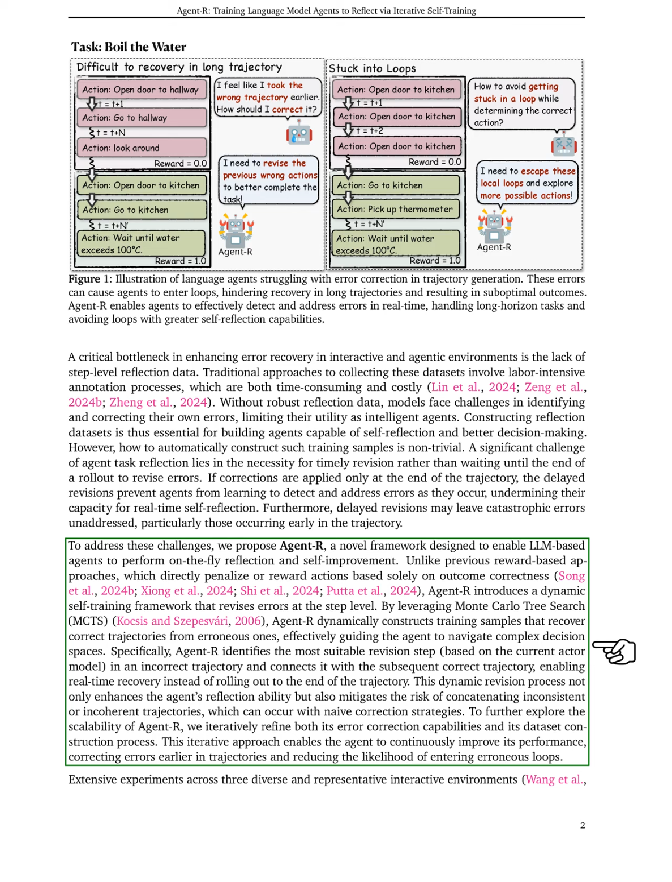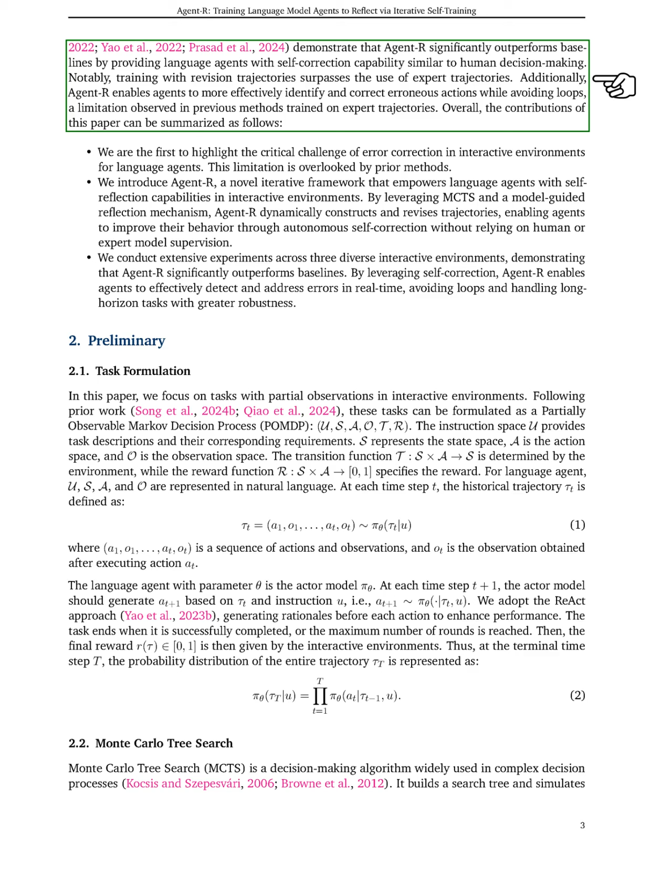To further improve Agent R, we refine its error correction and dataset construction iteratively, enabling the agent to enhance its performance continuously. Our experiments across 3 different interactive environments show that Agent R significantly outperforms existing methods, providing language agents with self-correction abilities akin to human decision-making.